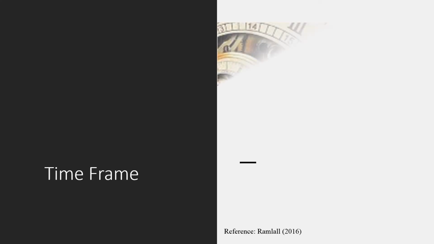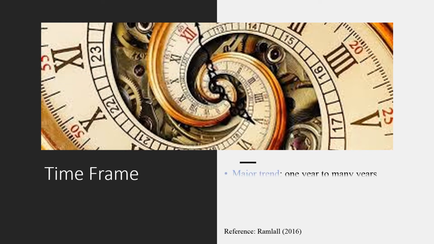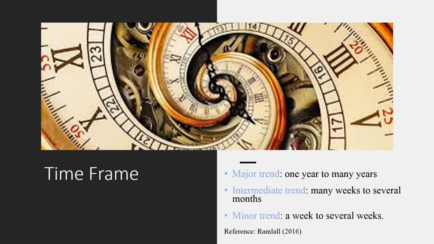From the time frame perspective, the major trend ranges from 1 year to many years. The major trend is measured in years. The intermediate trend lasts from many weeks to several months. The minor trend is about a week to several weeks.